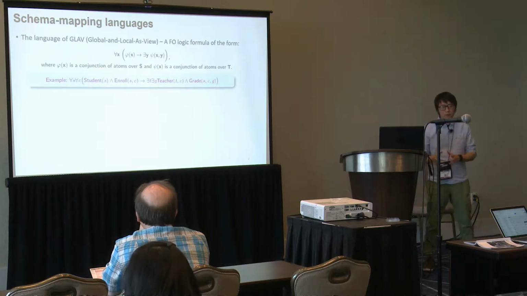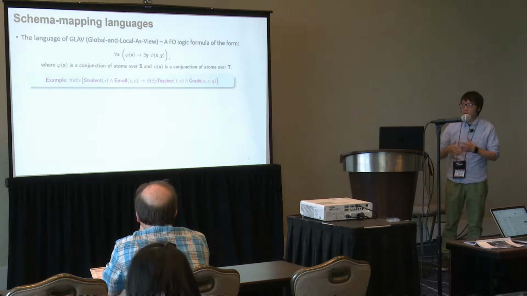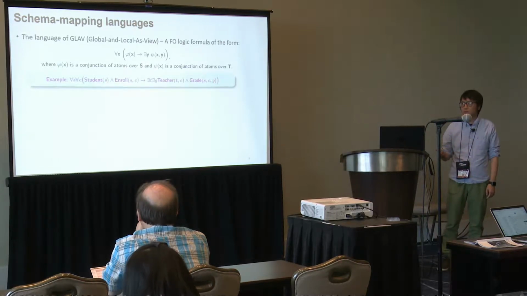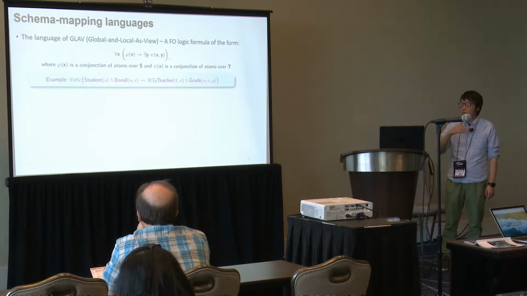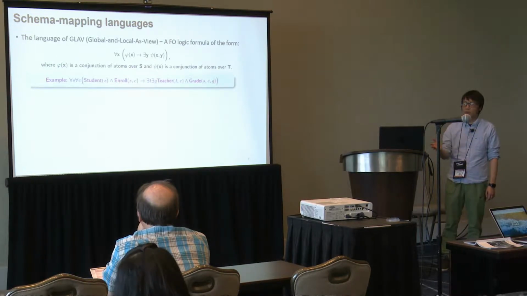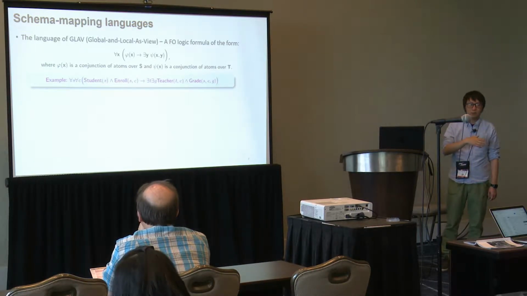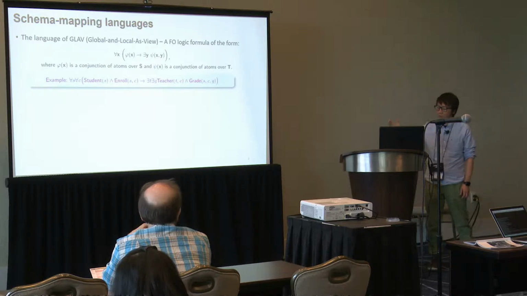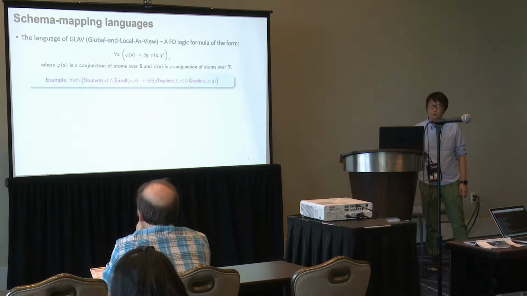So the standard language for schema mappings is the language of GLAV constraints. GLAV stands for global-and-local-as-view, and it is a first-order logic formula of this form. As you can see, it's an implication constraint, where the left-hand side is a conjunction of atoms over the source schema S, and the right-hand side is a conjunction of atoms over the target schema T. And here we have an example of a GLAV constraint.